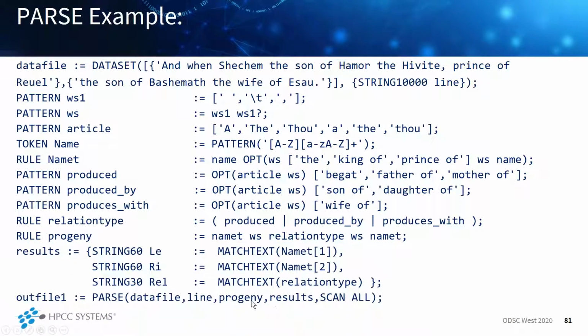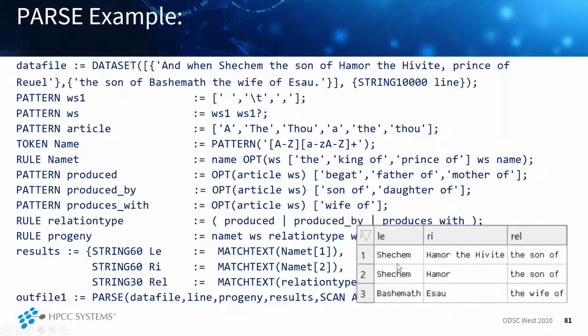So we parse it. We then output it to a left and a right and a relational. What relation did we have? And then here we are. We have Shechem, the son of Hamor the Hivite, Hamor, the son of Shechem, and then Esau, the wife of Bathsheba. And if you look at this carefully, Hamor the Hivite had an optional pattern there. So the way optional works is it says, okay, give me it with the option and then give it to me without the option. So a lot of times you can get your results and then you can do ECL rollups and aggregate the data together into a common record format.